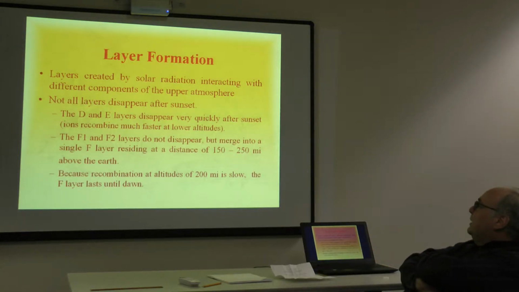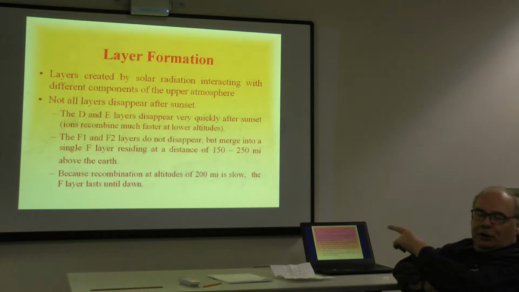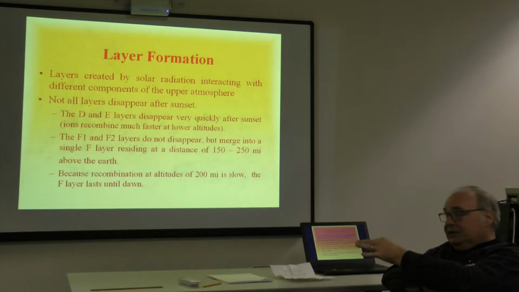Okay. The other thing it talks about is the disposition of the layers and what happens to them as you go through the daily solar cycle. It tells you that the D layer and the E layer disappear very quickly after sunset. And this is a factor in gray line propagation. But the F1 and the F2 layers do not disappear, but merge into a single F layer up at about 150 to 250 miles. Because recombination of the electrons that are part of the ionosphere is a slow process, the F layer is typically ionized and capable of reflecting signals until dawn.